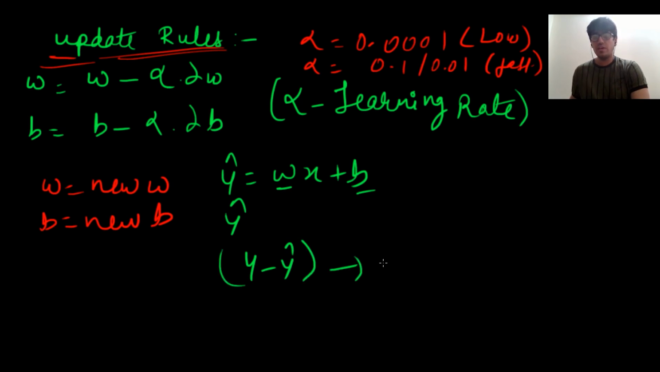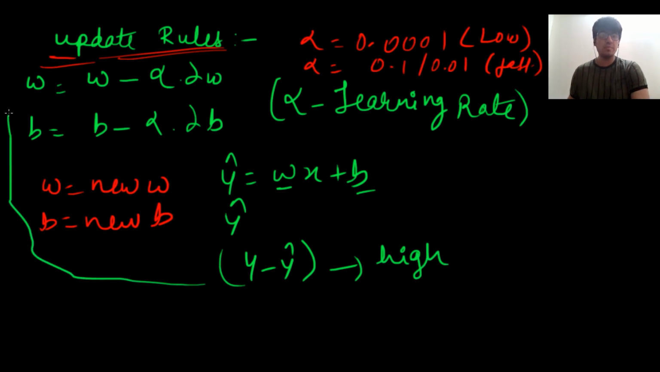Now again, if the error is high, we'll do the same thing. We'll go back to the update rules over here. We'll again calculate the derivative first, we'll calculate the gradient first, and then we'll use the update rules to update W as well as B. Then again we will get new values for both W as well as B. Now again we'll put them in the equation of the line, again we'll calculate the prediction, and then again we'll calculate the error.